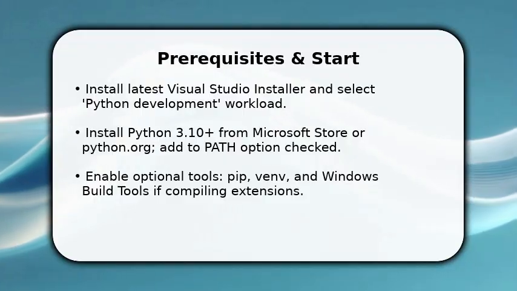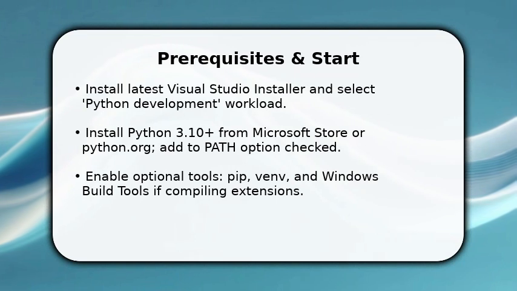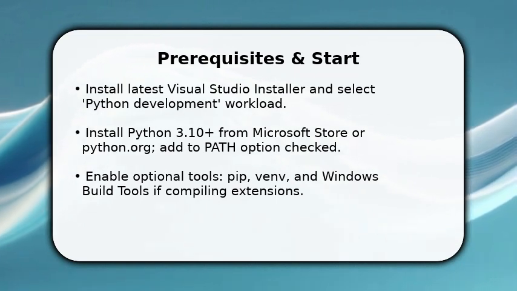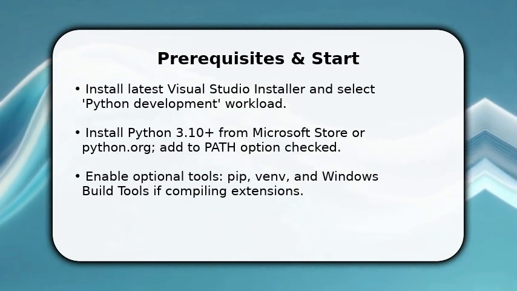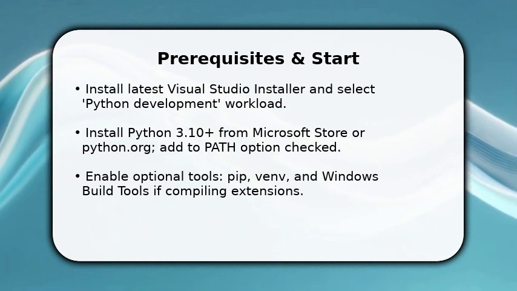You begin by confirming prerequisites and taking the first actionable steps. Open Visual Studio Installer and choose the Python development workload. This ensures editor, IntelliSense, and debugging are available.